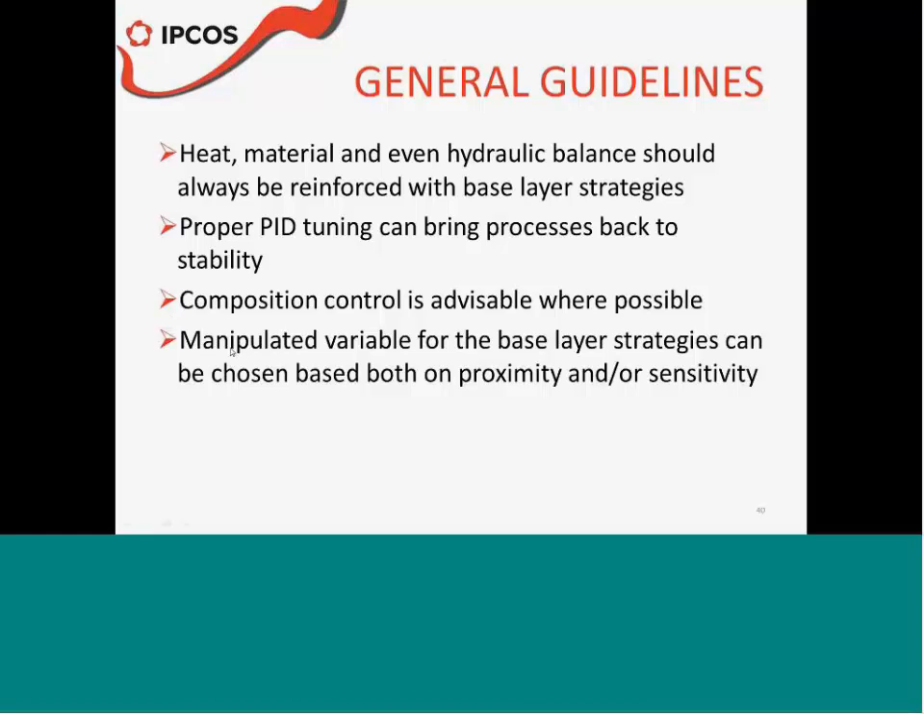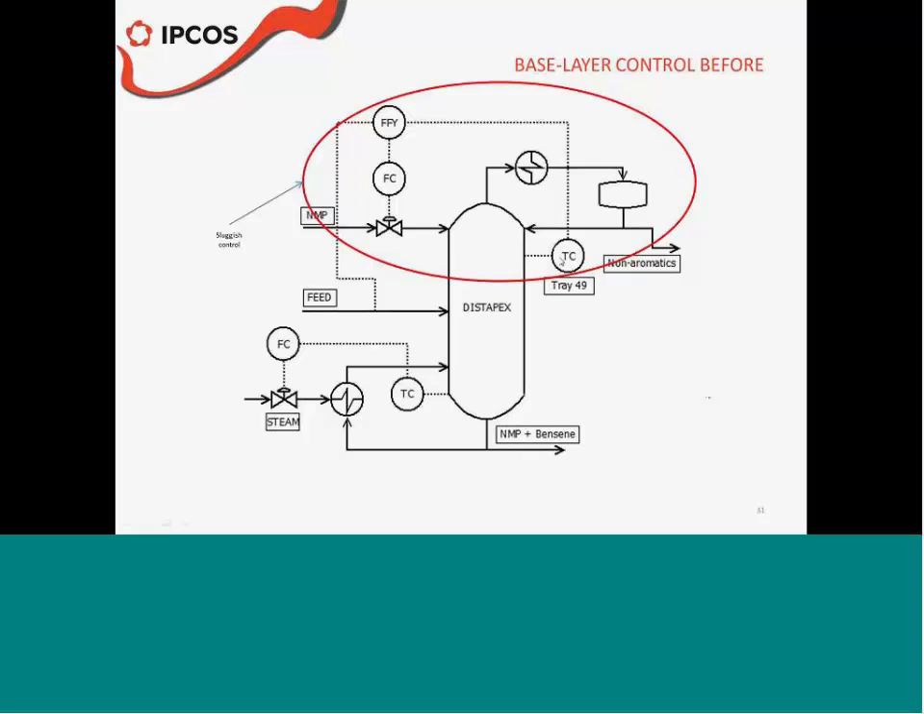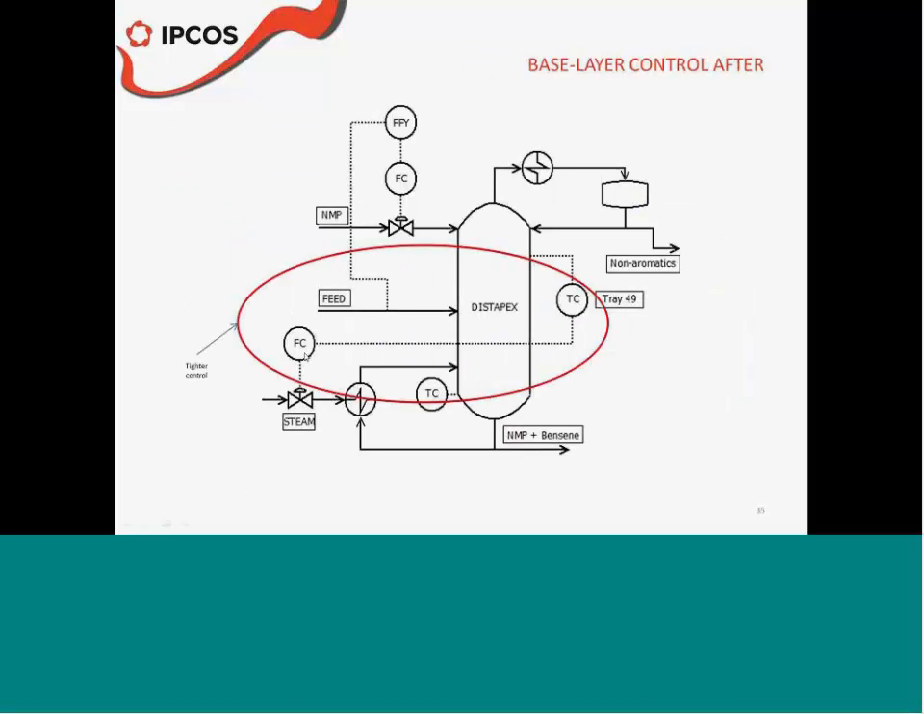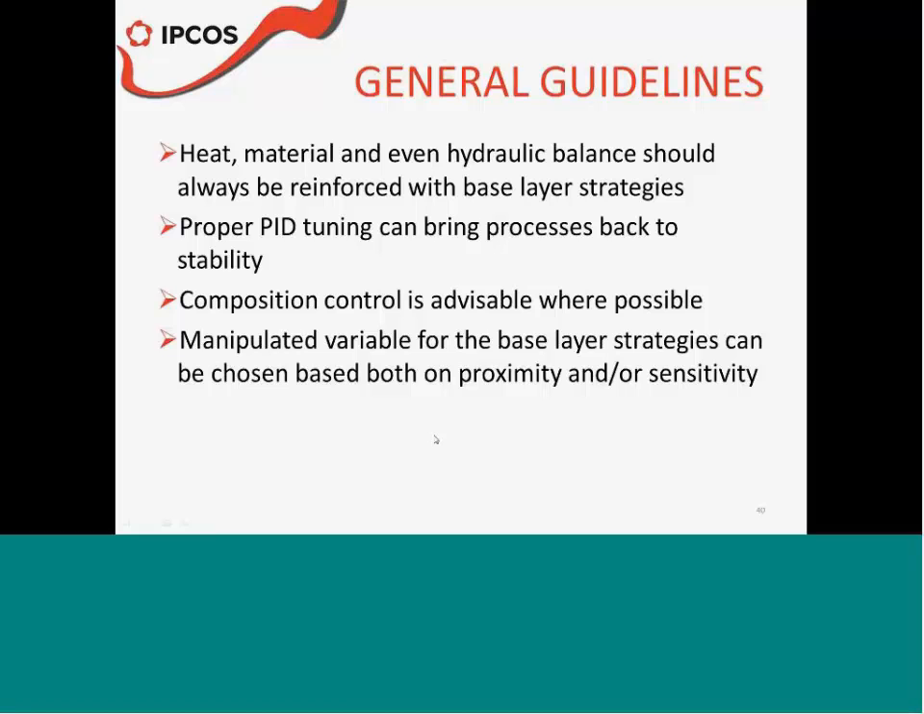And finally, probably coming from the last example, the manipulated variable for the base layer strategy can be chosen based both on proximity and or sensitivity. Let's just remind this a little bit. Based on proximity, it seems like this temperature is likely to be controlled with the ratio easily, but it's actually not. It is much more sensitive to the duty to the column, although it's farther, let's say process-wise, than the ratio is. It is much more sensitive, and the result is that a much better control is achieved that way. So yeah, sensitivity also needs to be taken into account when designing or redesigning a new base layer control strategy.